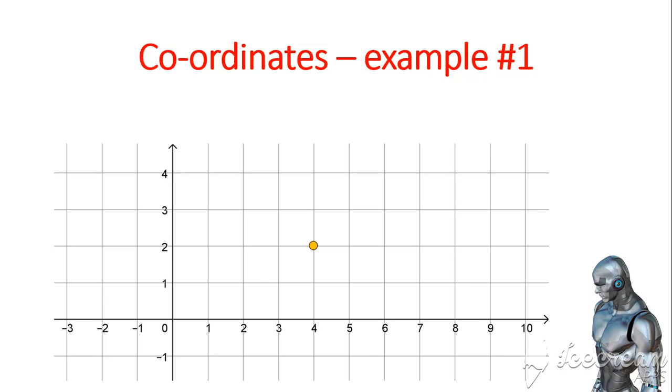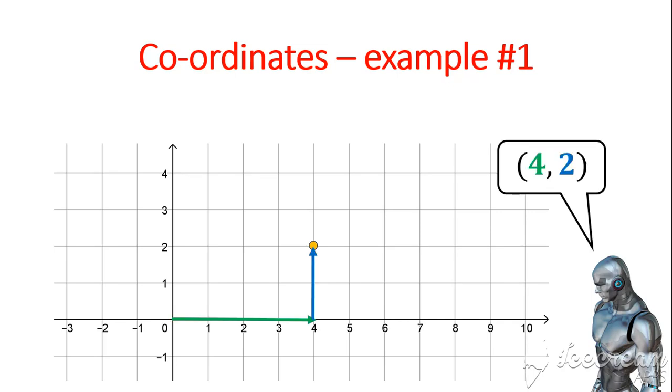Right, so let's go through some examples to recap these. Here's the first coordinate. What is the coordinate of this point? Well, you can see we have to travel 4 across and 2 up, so we write it as 4, 2 inside brackets.